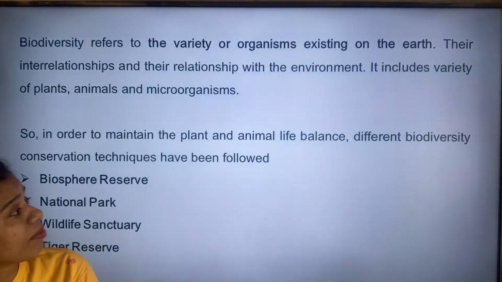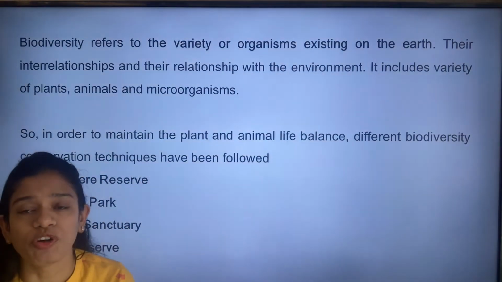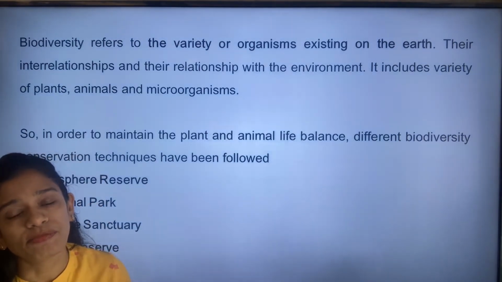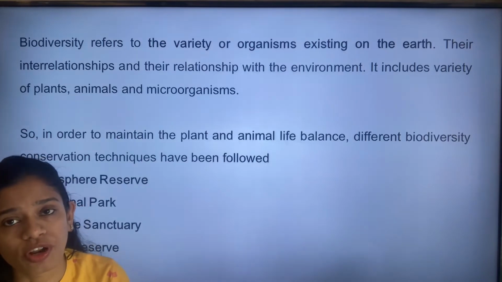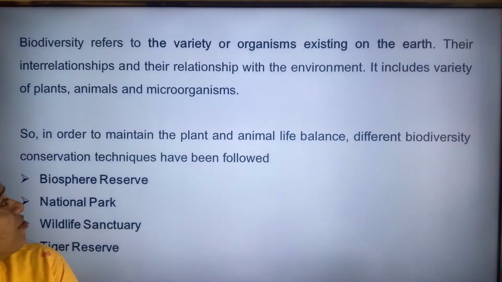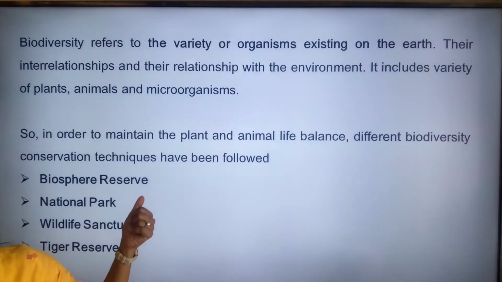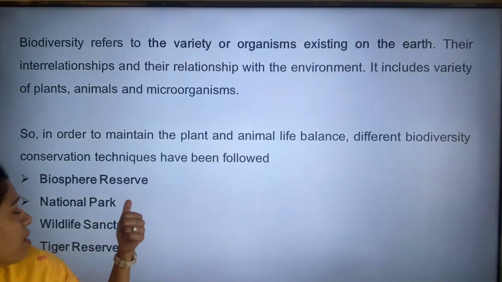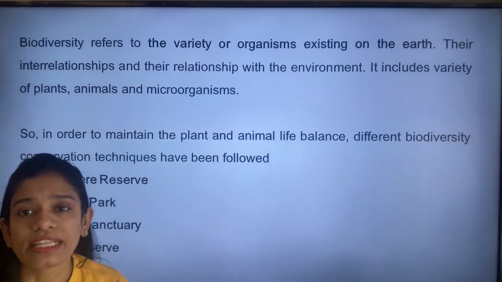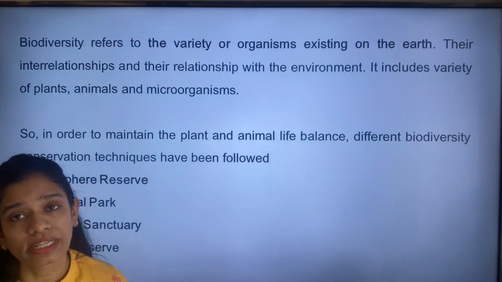So in order to maintain the plant and animal life balance, different biodiversity conservation techniques have been formed. This is the first step taken for the conservation of the flora and the fauna. The techniques are the Biosphere Reserve, the National Park, the Wildlife Sanctuary and the Tiger Reserve. When we talk about the Tiger Reserve, we can understand that it has specially been created in order to protect the tigers.